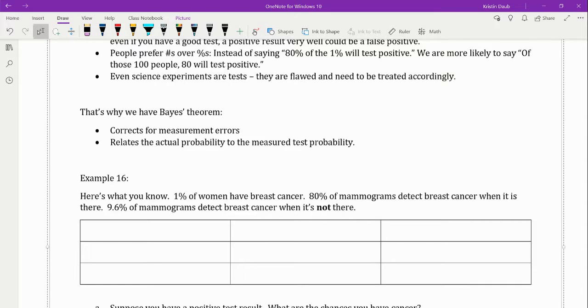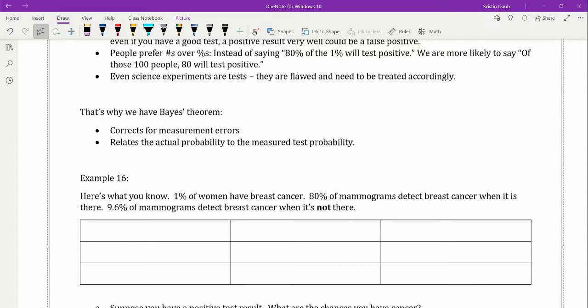Here's the information that you know. 1% of women have breast cancer. 80% of mammograms will detect breast cancer when it's there. That's a true positive. It's going to detect the breast cancer, and the breast cancer is truly there. However, 9.6% of the mammograms are going to detect breast cancer when it's not there. Those are our false positives.